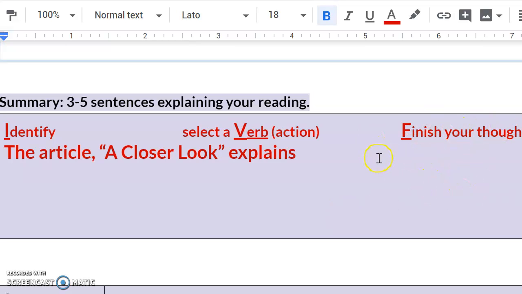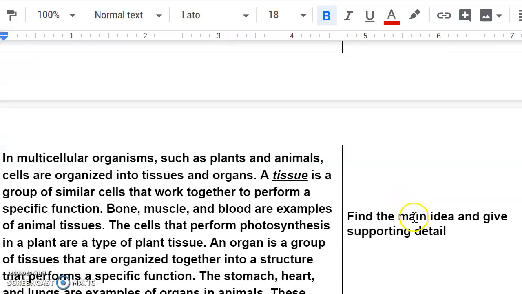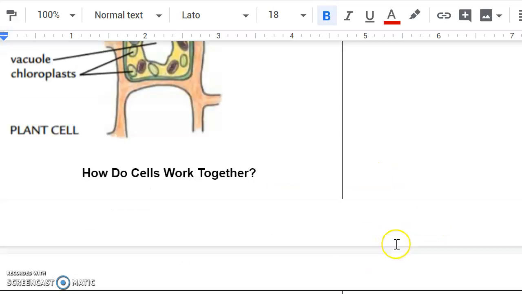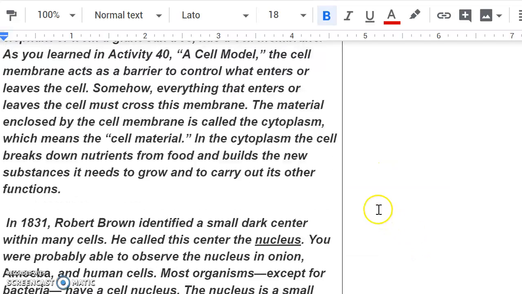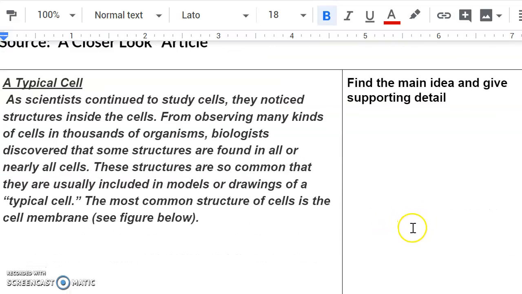Now the F, this is kind of the hard part. This is where you have to go back, scroll back up to all the main ideas that you typed here on the side and put together what was the main thing that this article was explaining about. I'm going to guess that you probably put something about cells, right? The article was giving you information about cells. So what were the main ideas that you got from each section about cells? And that's how you're going to finish your paragraph.